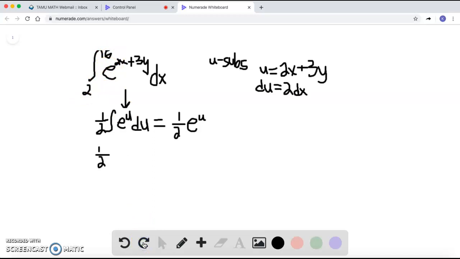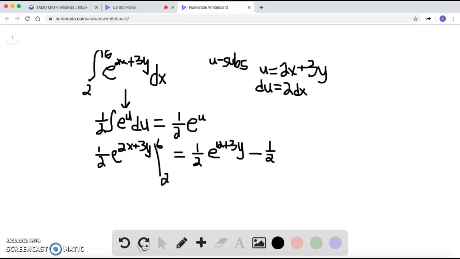So I'm going to write 1/2 e to the u, which I'm going to replace my u back with 2x plus 3y. So I'm going to say 2x plus 3y. And I'm going to solve this, or integrate this, from 2 to 6. So first what we're going to do is plug in the 6 for x. Okay, so we're going to get 1/2 times e to the 2 times 6, which is 12, plus 3y. And then minus, and now I plug in the 2.